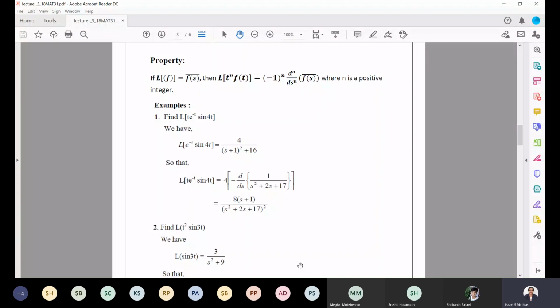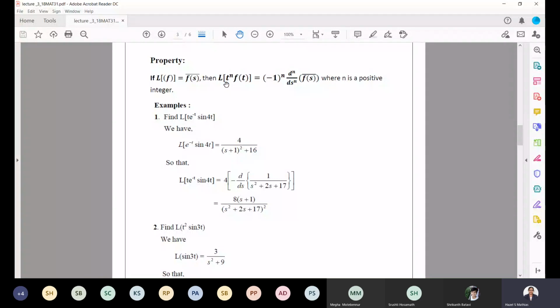We'll move on to the second property. Look into the second property. Suppose the Laplace transform of f is f bar of s. Then what is the Laplace transform of t power n into f of t? It is minus 1 power n d power n by ds power n of f bar of s, where n is a positive integer. This formula is applied only for positive integers. That means if t power n is given, you have to take minus 1 power n and differentiate that many times as n. Very simple property it is.